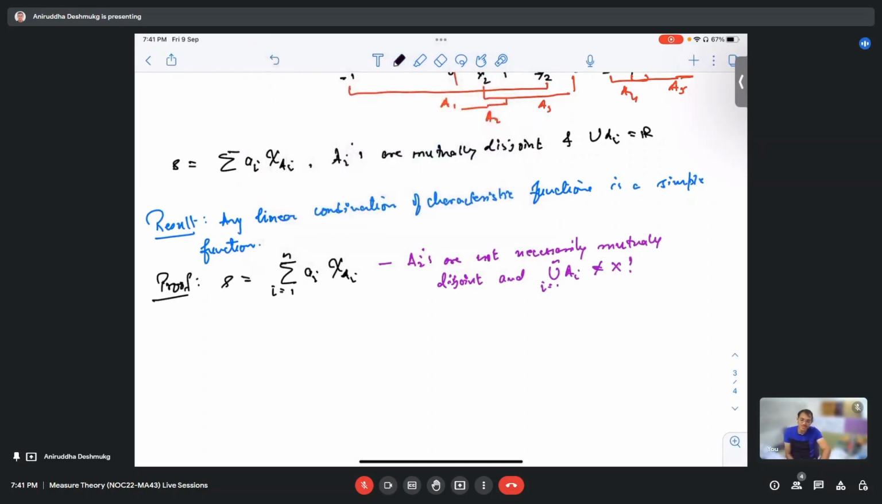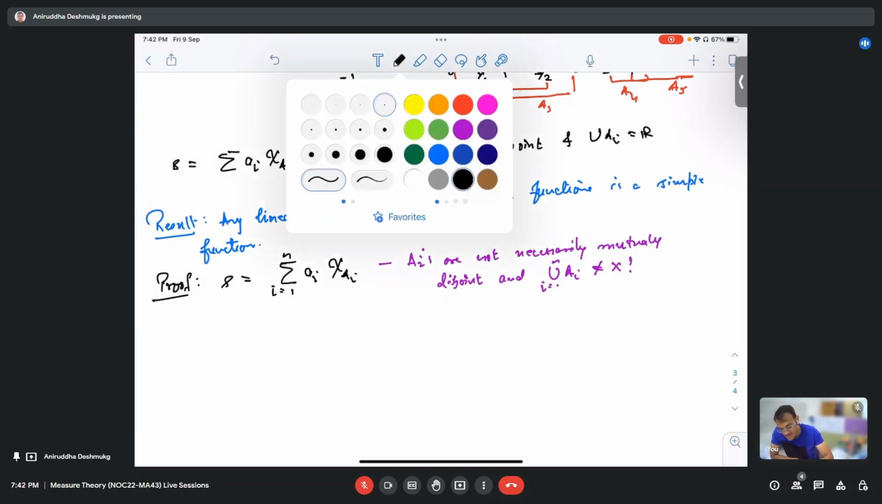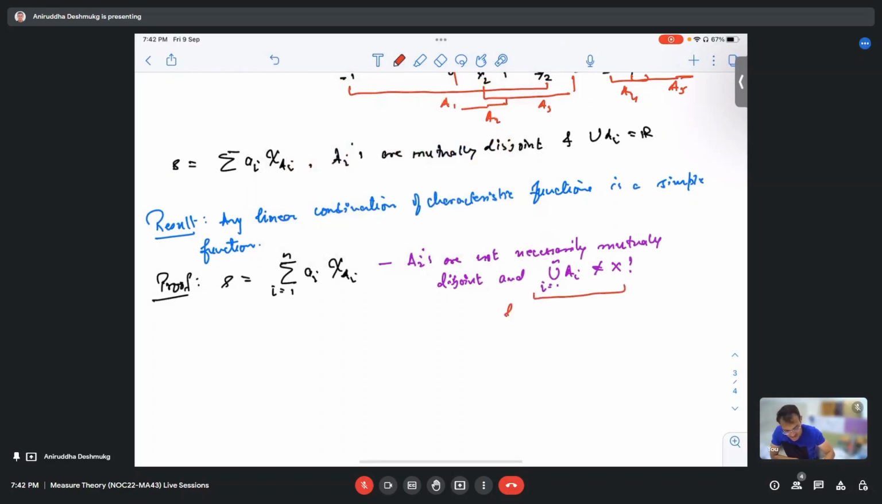In this case, how do we split it? What should we do? Its union is not equal to the set X. Then we have to obviously consider it in a way that the union of these A_i's will be equal to X. Correct. So let us first attack this one: if this is not equal to X, how to make this equal to X?